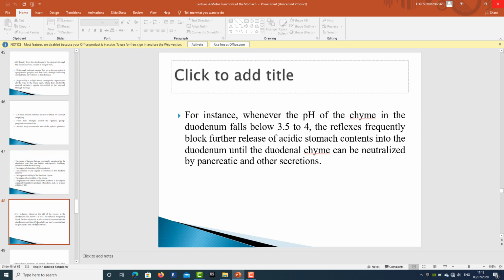For instance, when the pH of the chyme in the duodenum falls below 3.5 to 4, the reflexes frequently block the further release of acidic stomach contents into the duodenum until the duodenal chyme can be neutralized by the pancreatic and other secretions.